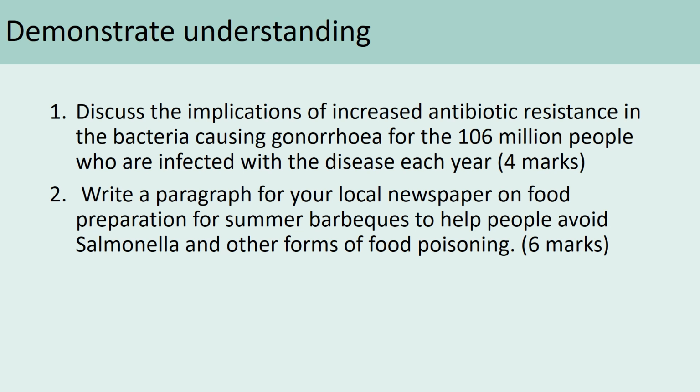For number 2, write a paragraph for your local newspaper on food preparation for summer barbecues to help people avoid salmonella and other forms of food poisoning. So in this paragraph, you are going to have to talk about salmonella, and then you're going to have to give advice on how people who are having barbecues can reduce getting salmonella. And that's going to be 6 marks.